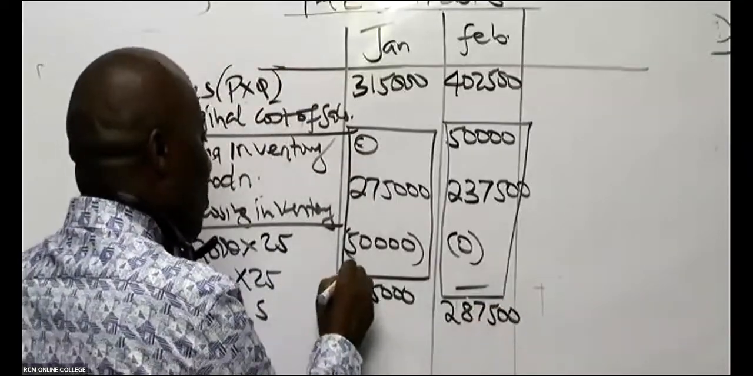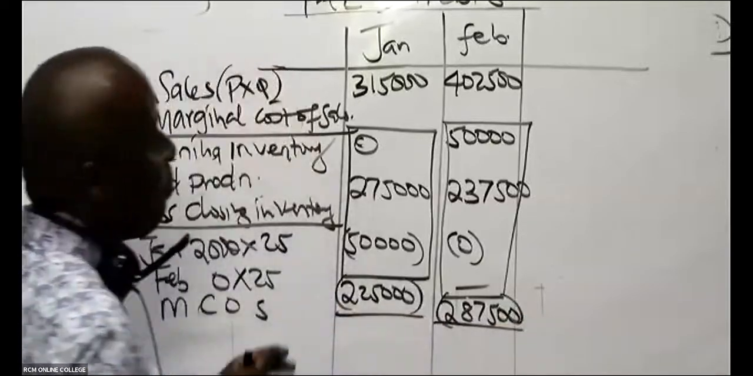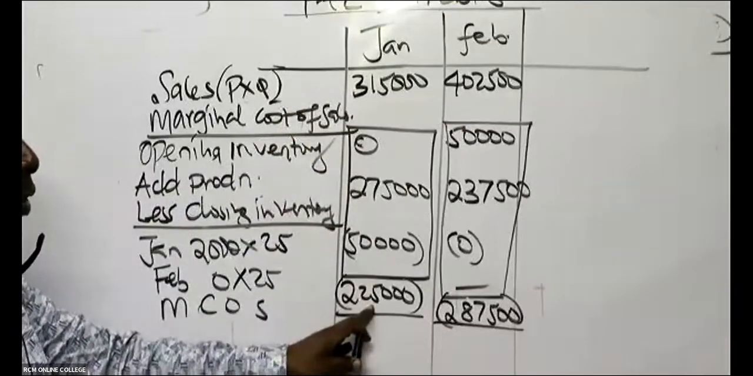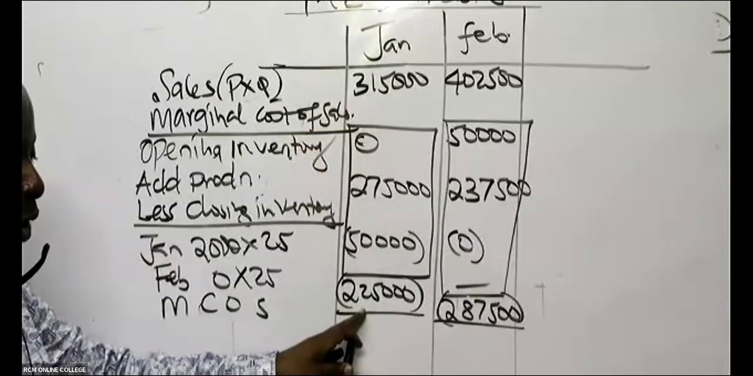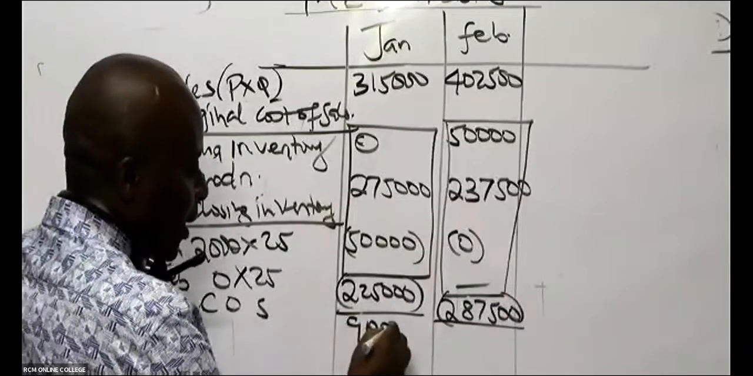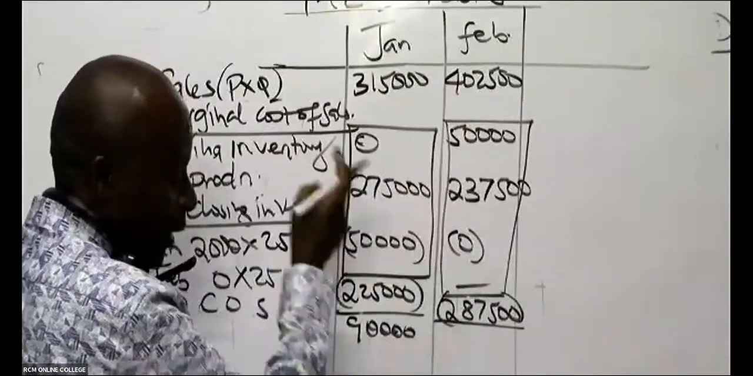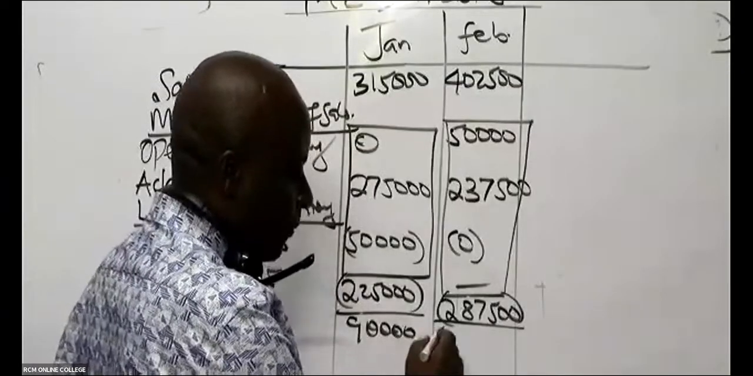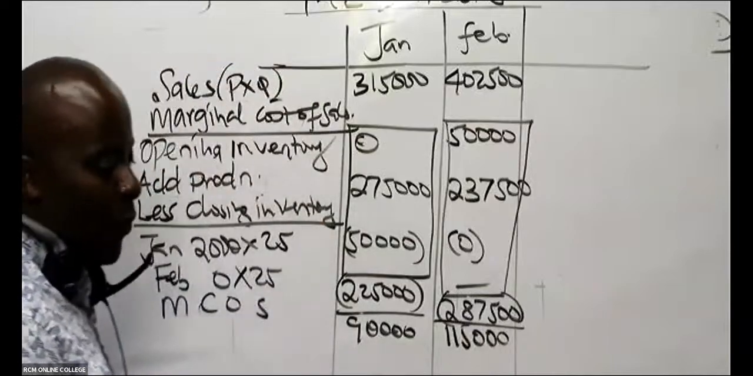Now this marginal cost of sales, you subtract from your sales revenues. So whatever you've gotten here, you subtract from the sales revenue of January. So 315,000 minus 225,000, what are we getting there? 90,000 here. How about the second one, 425,500 minus 287,500? How much are we getting? 115,000. Is that okay? My online students have also confirmed.